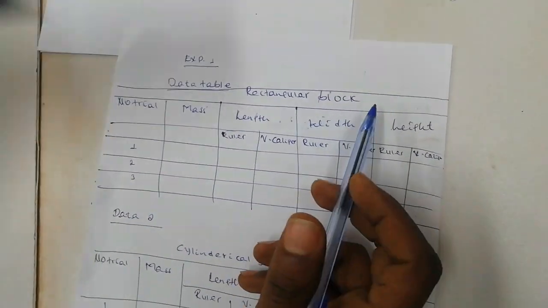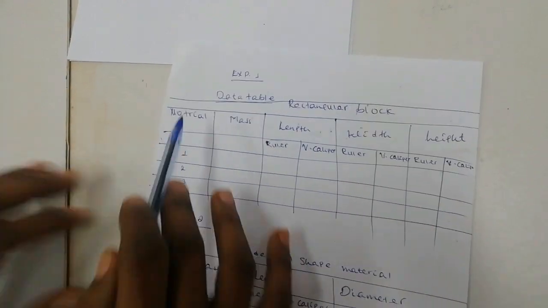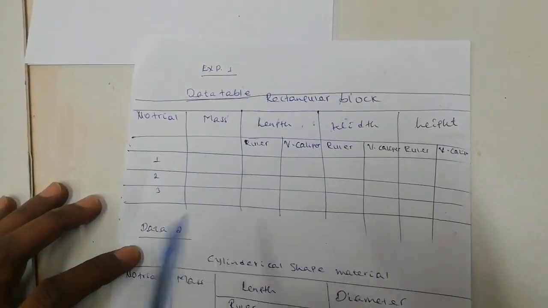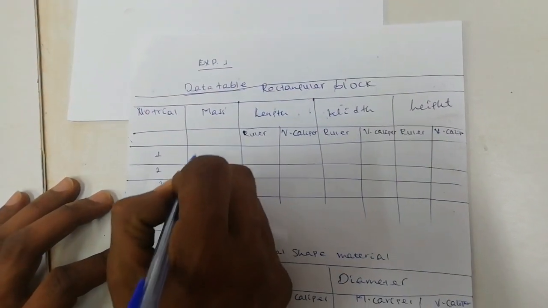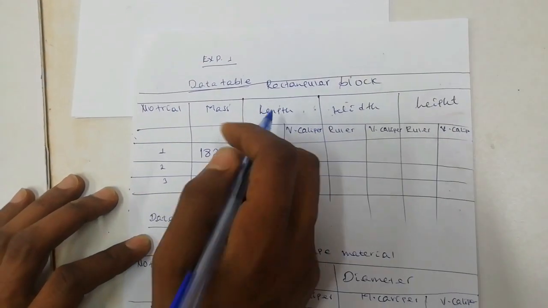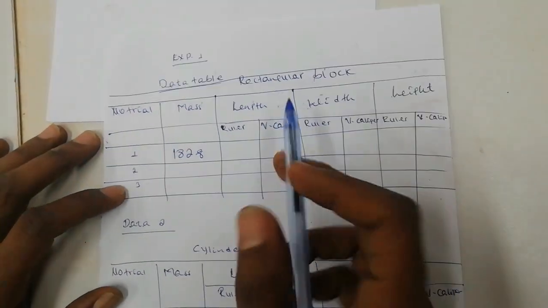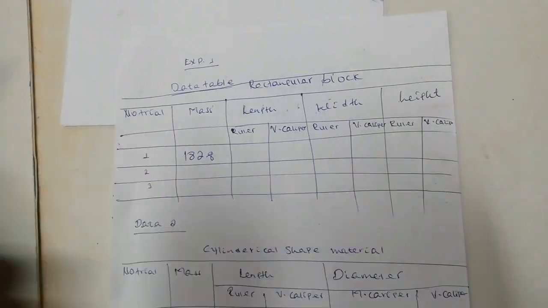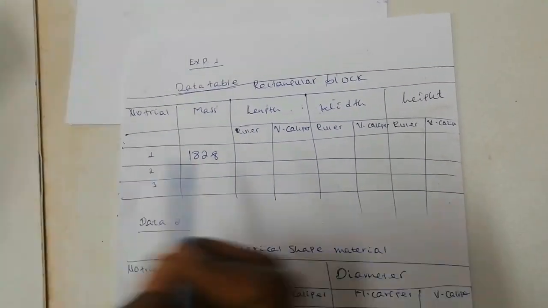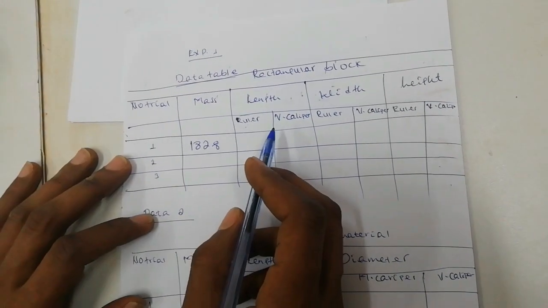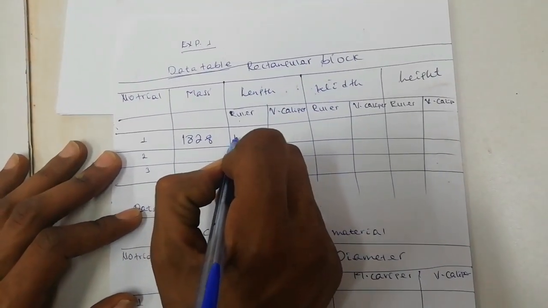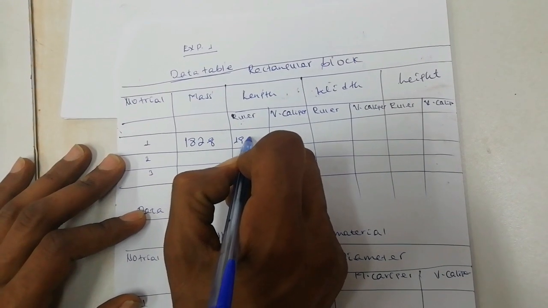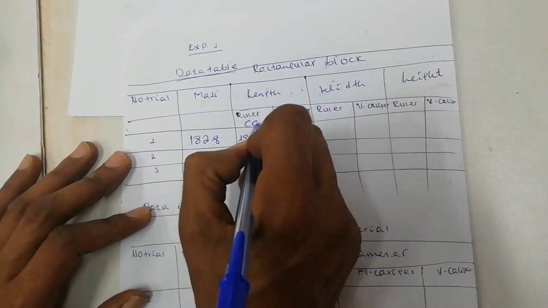So the length of the block from this is our data. This is the data table for the rectangular block. This is the number of trials. This is the mass of the object we measured here, 182 gram. The length of the rectangular block using a ruler is 19.7 centimeter. This is in centimeter.